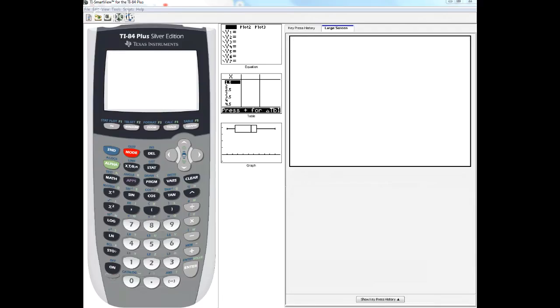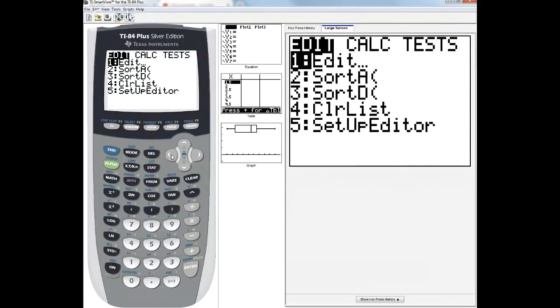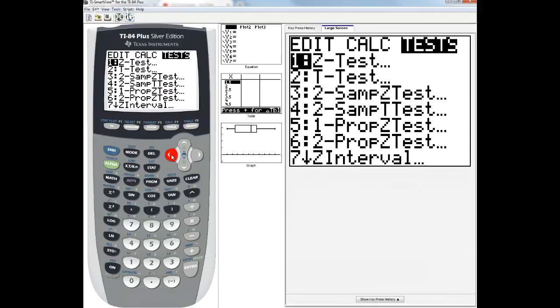All right. Another calculator feature. This is the one sample t-test. If you go under stat test, you'll see it's the second option.